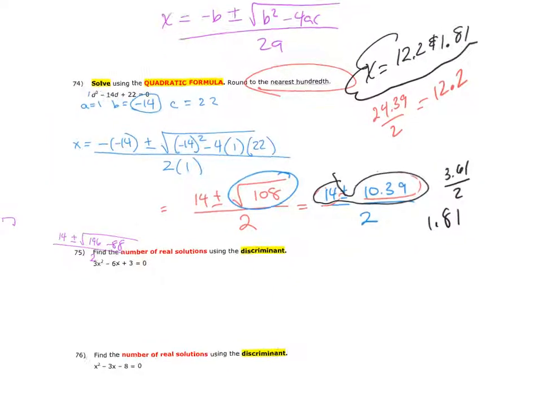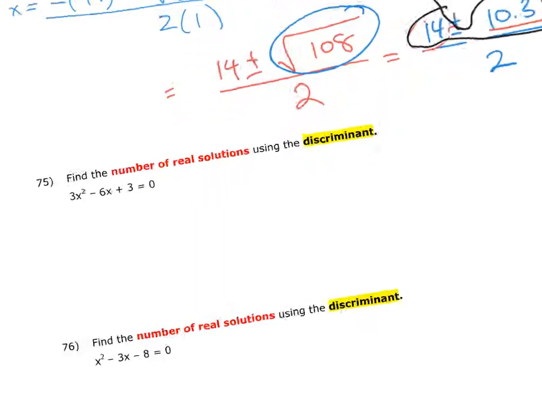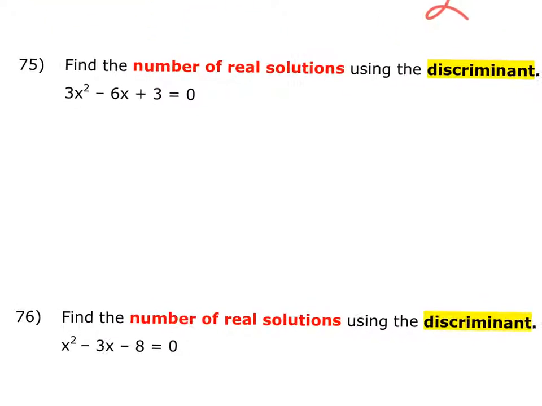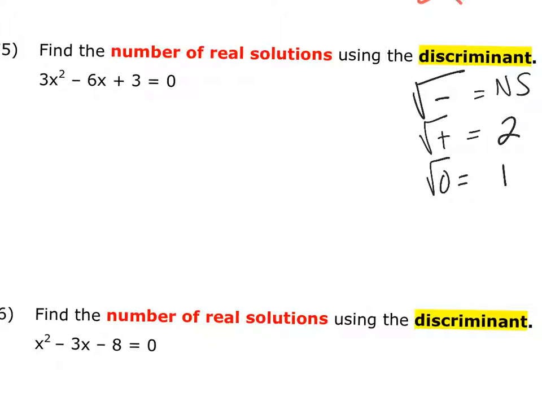All right. Don't overdo your work. Look at number 75. They only want to know how many solutions using the discriminant. They don't want you to actually solve. The discriminant is the guy on the inside of the square root, because we know that if the inside of the square root is negative, you're going to get no solution. If the inside of the square root is positive, you're going to get two solutions, the positive and the negative. And if the inside of the square root is 0, well, the square root of 0 is just 0, which is only one solution. The discriminant is b squared minus 4ac.